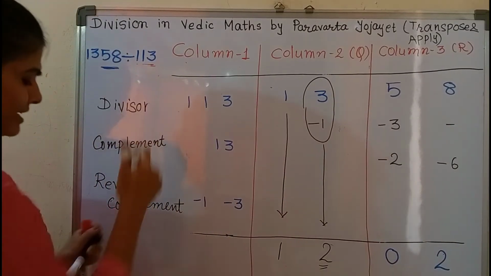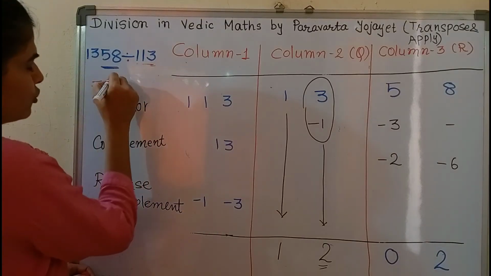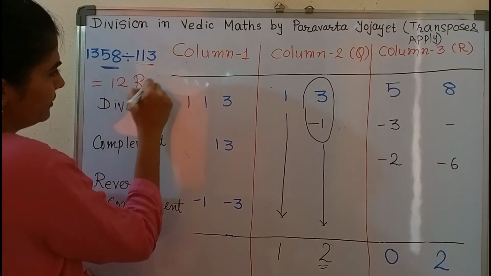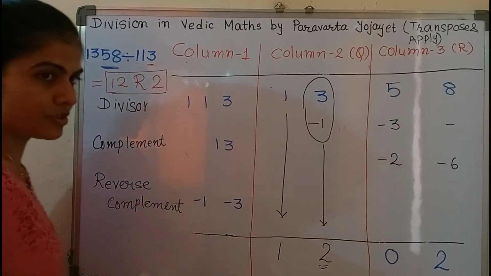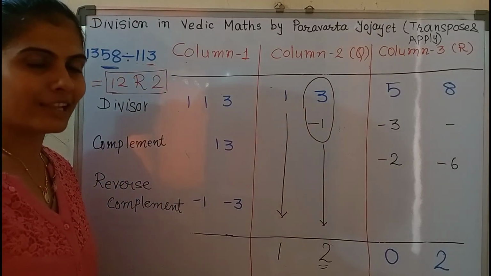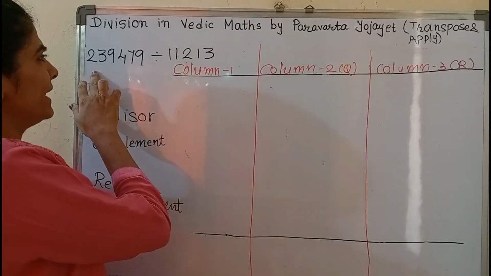So here I can write down my answer as 12 remainder 2. This is the answer of this division. You can check it using a calculator. Let's take one more example.